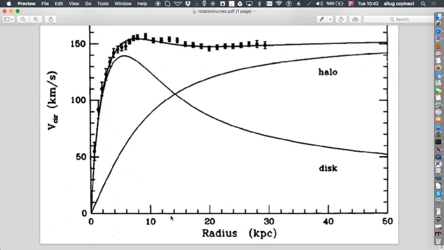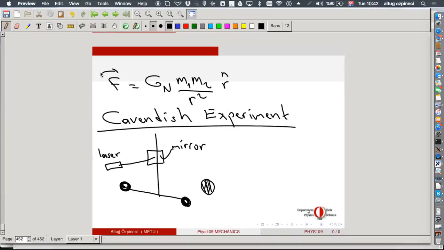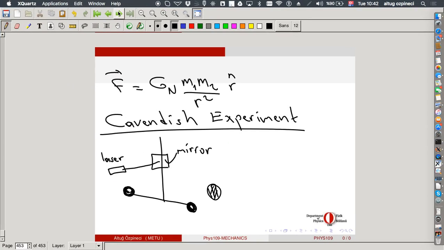And the radius of the galaxy is somewhere over 10 in suitable units, somewhere over here. After this point, that's the edge of the galaxy. All these dots over here are mainly single stars that are quite far away from the center of the galaxy. Now let's see how we can predict this behavior.